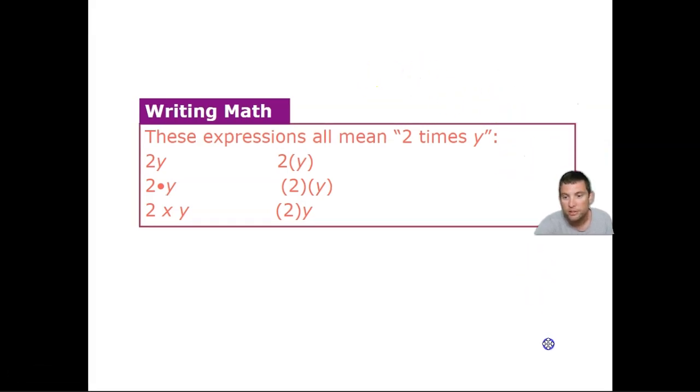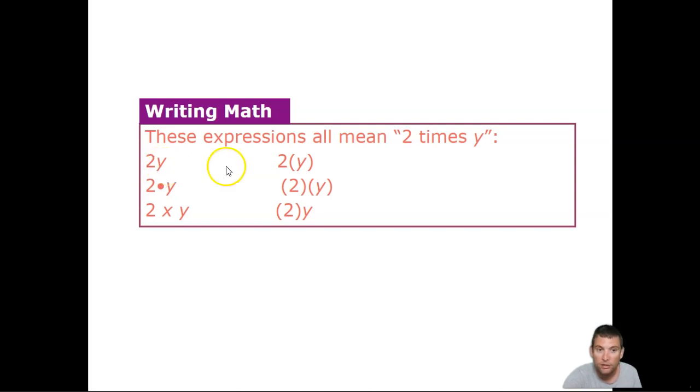All of these expressions mean 2 times y. There's just different ways to show 2 being multiplied by y. And that is 2 and y right next to each other. 2 times parentheses y. These two terms, these two things next to each other, just are being multiplied. 2 dot y. 2, that's a cross y.